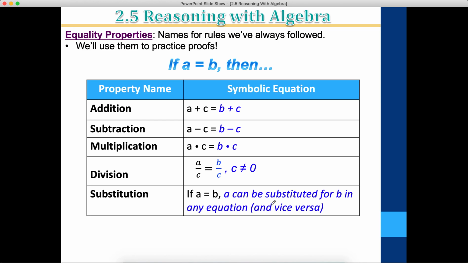We can just put it in words. If A is equal to B, notice that this is phrased as an if-then statement too, like we were talking about in the previous sections with conditionals. If A equals B, then A can be substituted for B in any equation, and vice versa. You know that that's how substitution works.